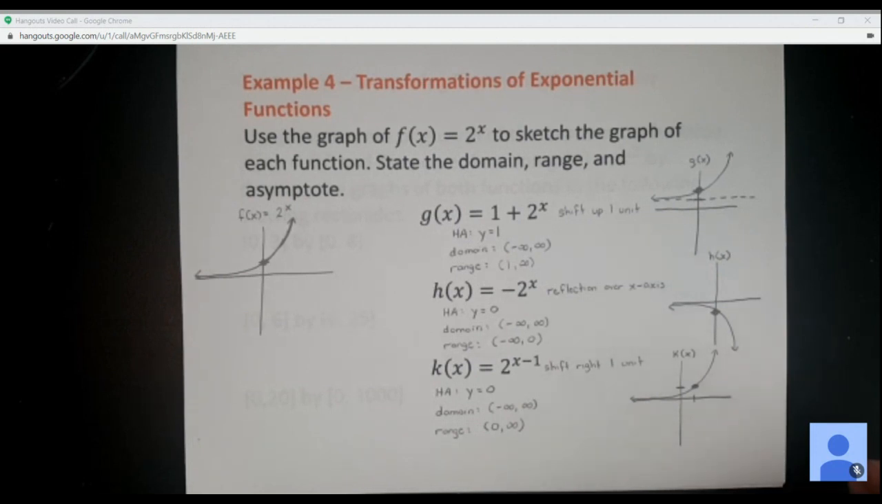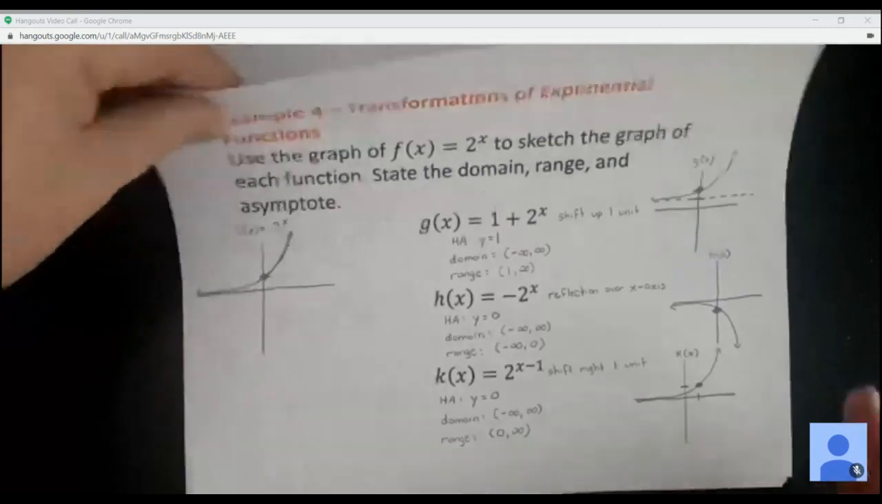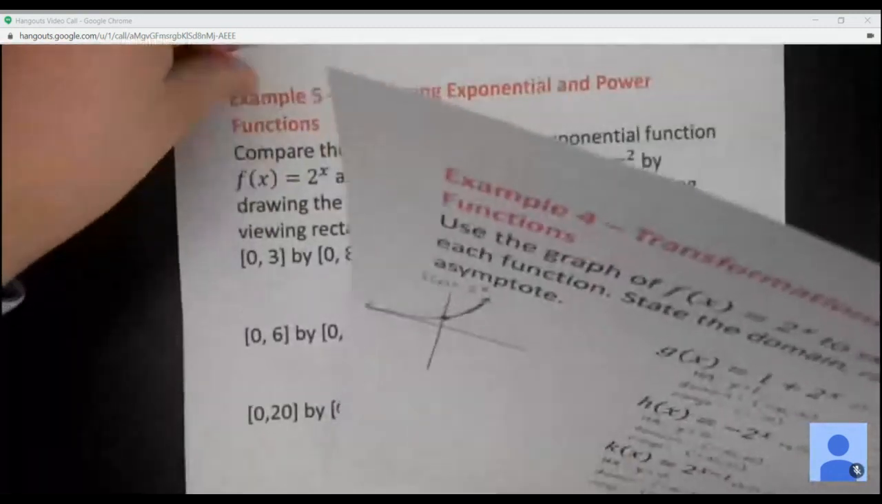Anybody need more time on that one? All right. Not doing that one.